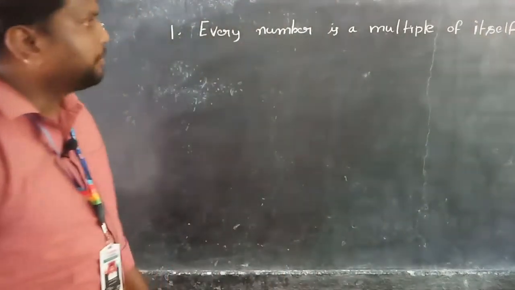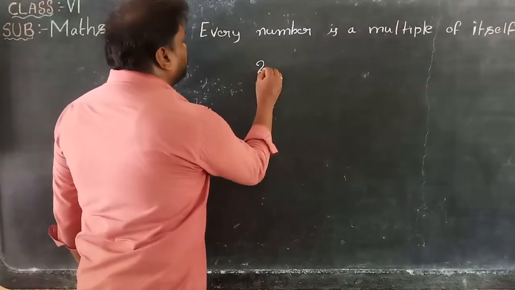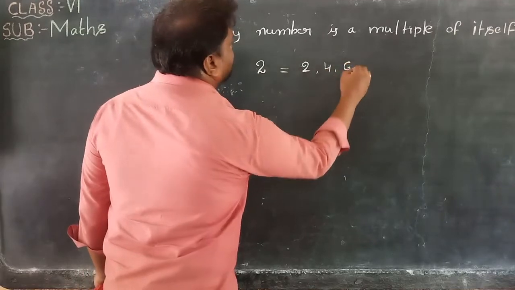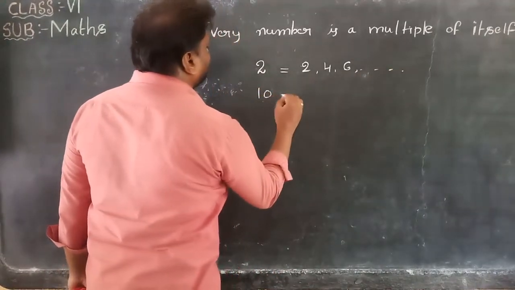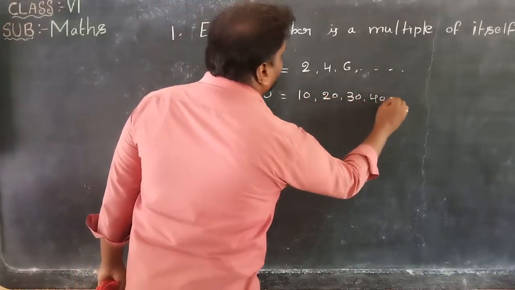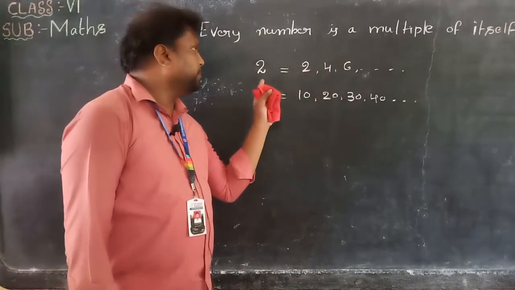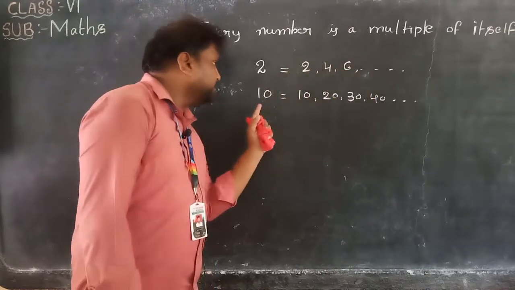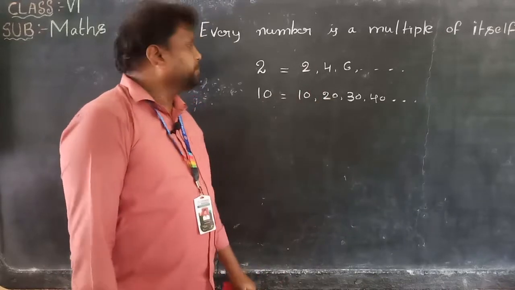every number is a multiple of itself. For example, we'll take 2. We can write the multiples of 2 as 2, 4, 6, 8, then 10, 20, 30, 40. Here, 2 means 2 into 1, 2 into 2, 2 into 3, like that. Like that, the multiples of 10 are 10, 20, 30, for example.